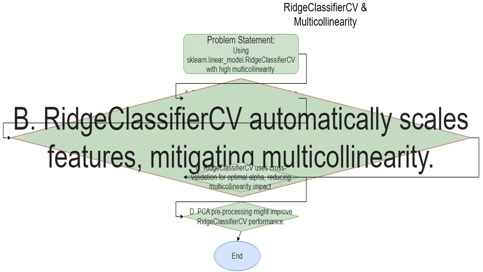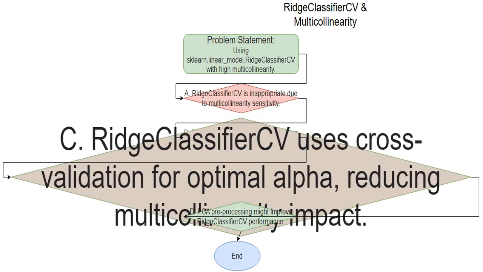Here, we are looking at whether RidgeClassifierCV automatically handles the scaling of features in the data, which can impact multicollinearity. I'll need to check if it does it on its own or if I need extra steps. This statement says that RidgeClassifierCV cleverly uses cross-validation, a technique to find the best setting for its internal alpha parameter, which helps it deal with multicollinearity. I will investigate its method and correctness.